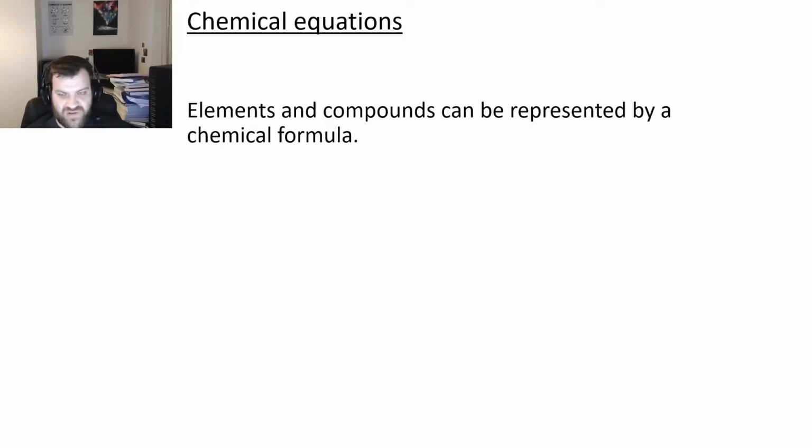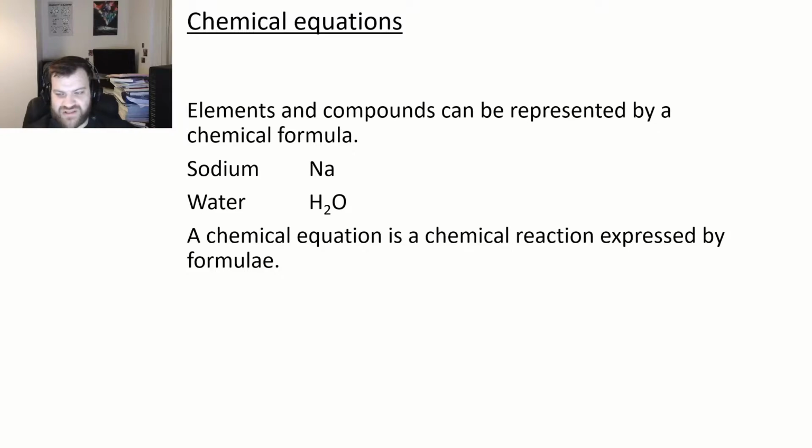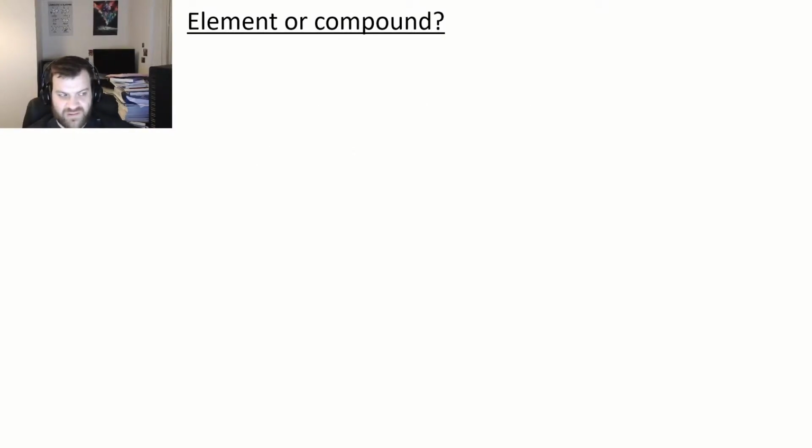When we start talking about chemical equations, we're going to be using chemical formulae to represent different chemicals. For example, sodium can be represented as Na and water can be represented as H2O. The numbers should be subscript, and we've got our capital letters from the symbols where needed. A chemical equation is the chemical reaction being expressed by these formulae.